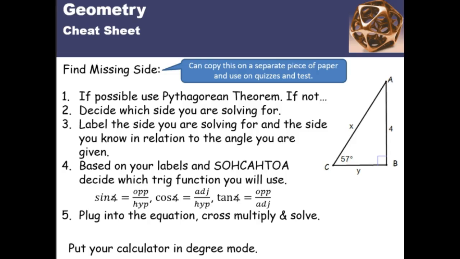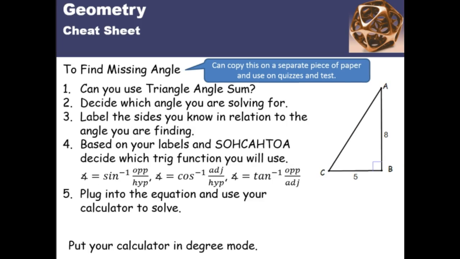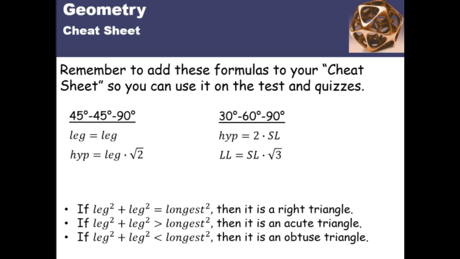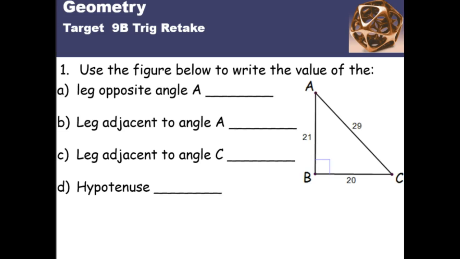Okay, this is the slideshow for geometry on target, I think 9B. I'll double check that in a second. But here's a cheat sheet for missing sides, a cheat sheet for missing angles, and then the cheat sheet for 30-60-90, 45-45-90, and then deciding on whether a triangle is acute, obtuse, or right. So here's problem number 1, and this is 9B on trig.